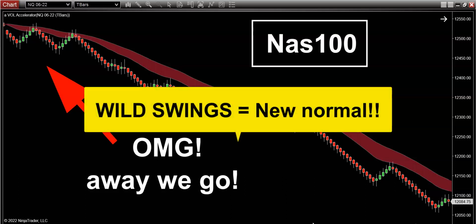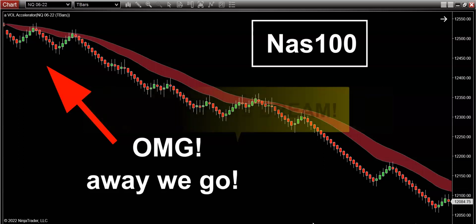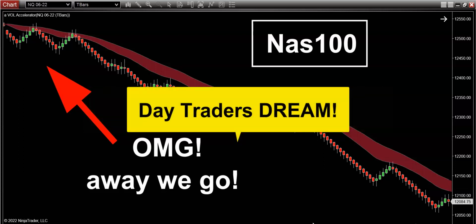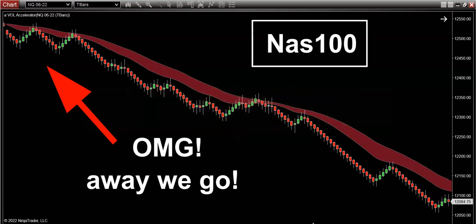Welcome to the new normal, ladies and gentlemen, where the market is just clocking thousands of potential ticks and/or pips if you follow along in Forex. This is literally the new normal. I firmly believe that the rest of the year is going to be like this.